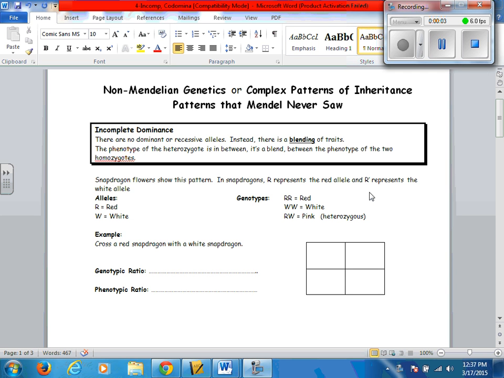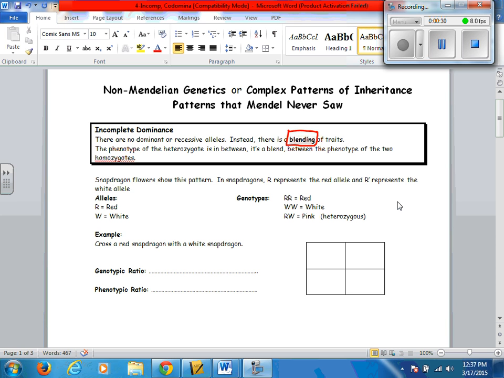This is the podcast on non-Mendelian genetics, or complex patterns of inheritance. These are patterns that Mendel never saw. There are two scenarios that don't typically go by the rules here. The first one we want to talk about is incomplete dominance. If you look at the definition here, I want you to highlight the word blending. Because really this is the situation where there are no dominant or recessive alleles. There's incomplete dominance, and instead you get a blend of traits.